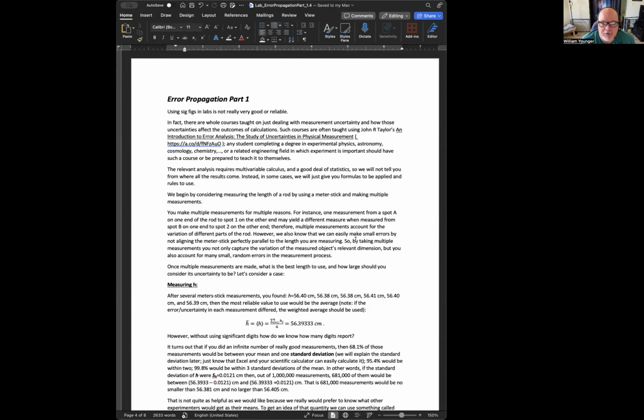So this is error propagation part one. There's no part two yet. I mean, there is actually, but I'm not necessarily going to make you guys do that. So what it says: using sig figs in labs is not really very good or reliable. In fact, there are whole courses taught on just dealing with measurement uncertainty and how those uncertainties affect the outcomes of calculations. Such courses are often taught using John R. Taylor's An Introduction to Error Analysis: the study of uncertainties in physical measurement, and I even gave you a link to a cheap version that you could get from Amazon if you so desired.